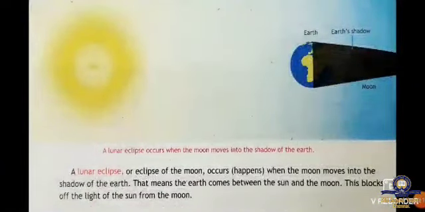Next we'll see about the lunar eclipse. The lunar eclipse, or eclipse of the moon, happens when the moon moves into the shadow of the earth. That means the earth comes between the sun and the moon. This blocks off the light of the sun from the moon, and it is called a lunar eclipse. A lunar eclipse occurs when the moon moves into the shadow of the earth.